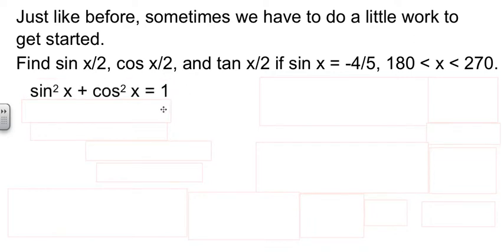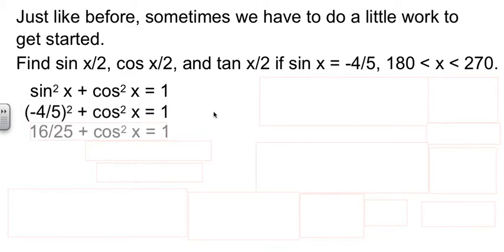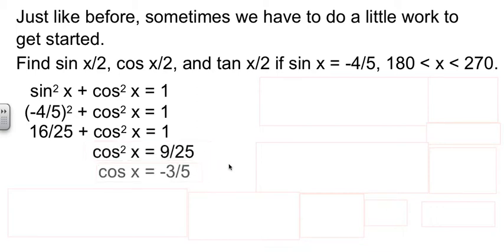Okay. So I'll do my Pythagorean, substitute in. If I square that, I get positive 16/25. Subtract that over and then take the square root. And I chose negative because if x is between here and here, between 180 and 270, that's quadrant 3. And back on my 13.1a notes, on the 3rd slide, it says in quadrant 3, cosine is negative.